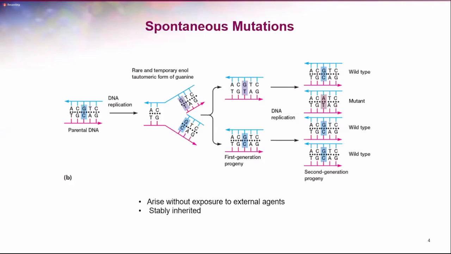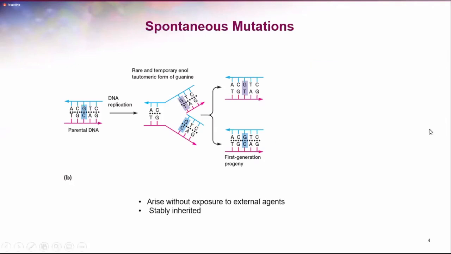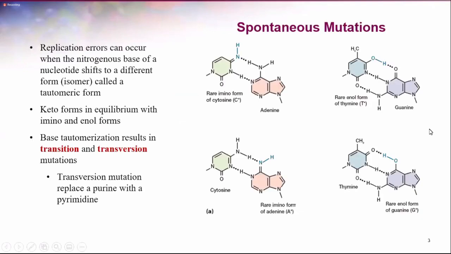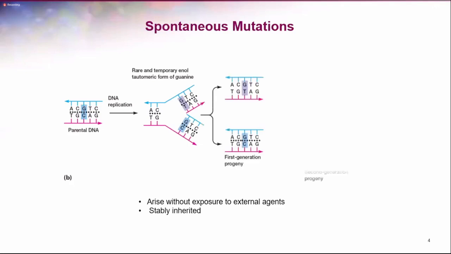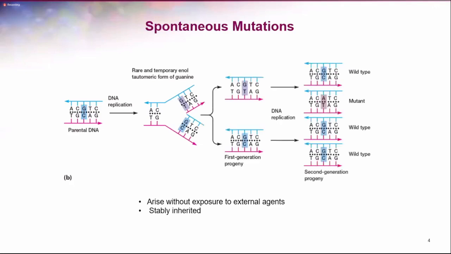So, this resulted in a transition mutation, right? So we have transitions where you go from a purine to a purine or a pyrimidine to a pyrimidine, and transversion is where you change it from one to the other. So we started with a pyrimidine, right? And it was changed into another pyrimidine, so it's a transition mutation.